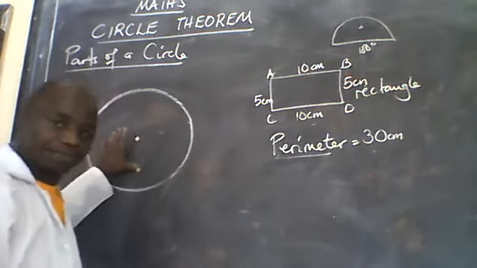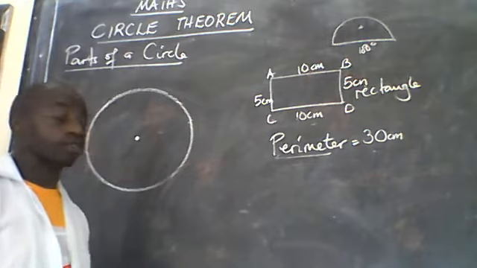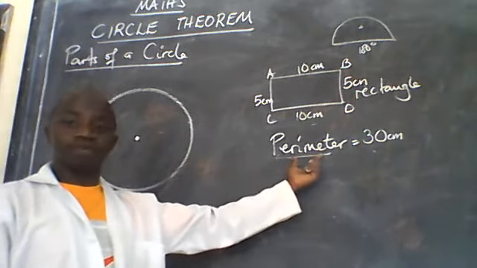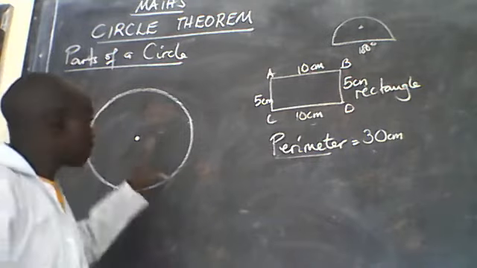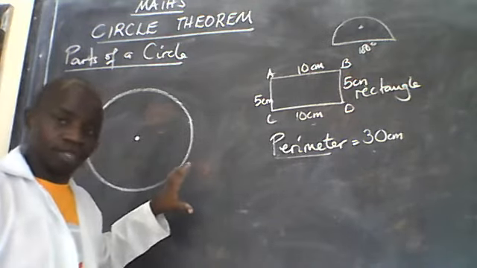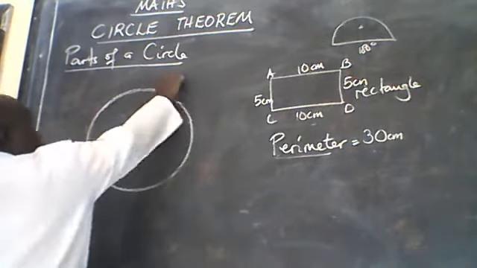We come to this. A circle has got a perimeter as well. We can find the perimeter of the circle. So now the thing is, the perimeter for the circle, we call it circumference.